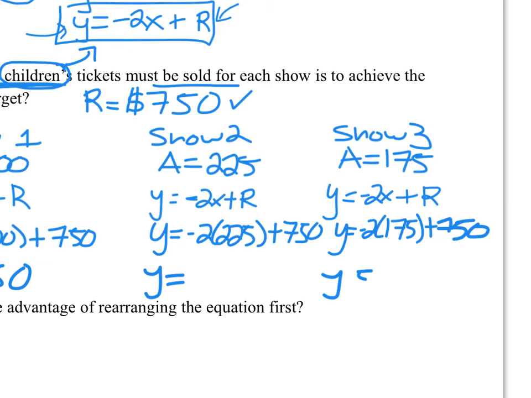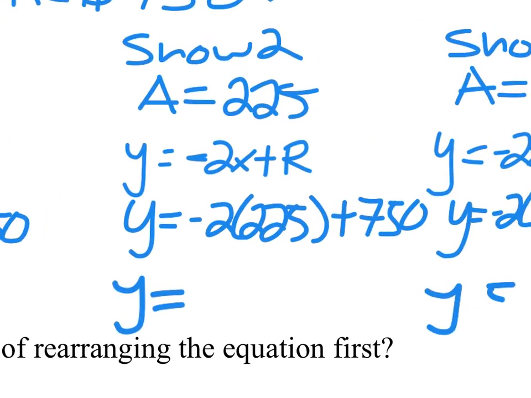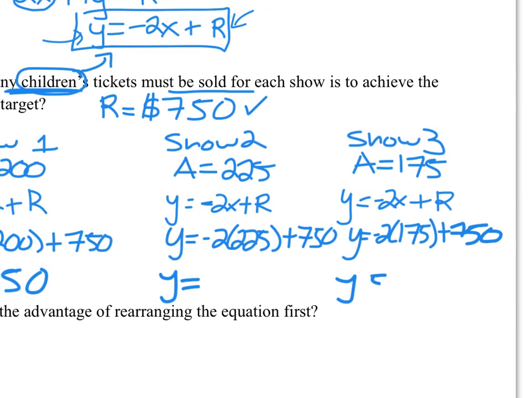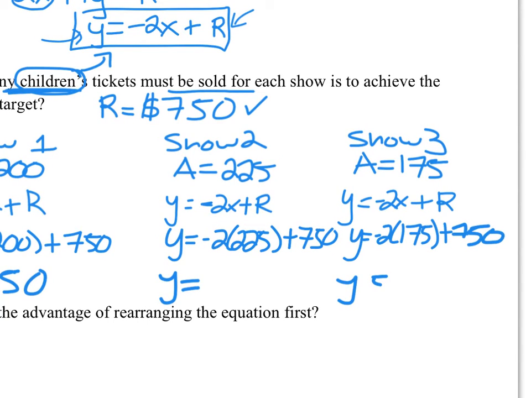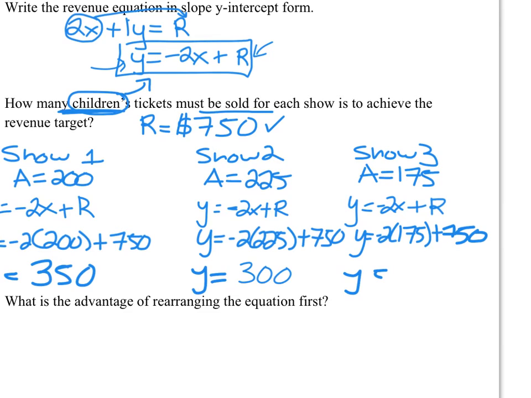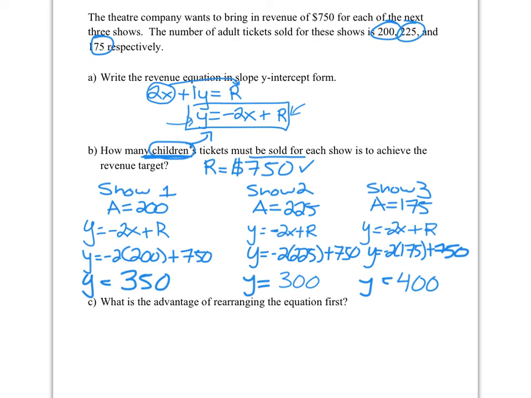So first I'll multiply. So negative 2 multiplied by 225 is negative 450. Negative 450 plus 750 is 300. So then just keep going. Negative 2 times 175 plus 750 ends up being 400. So those are the number of children's tickets that I would need to sell in each show to make a revenue of $750. So now the last question is just saying, what was the advantage of rearranging the equation first?